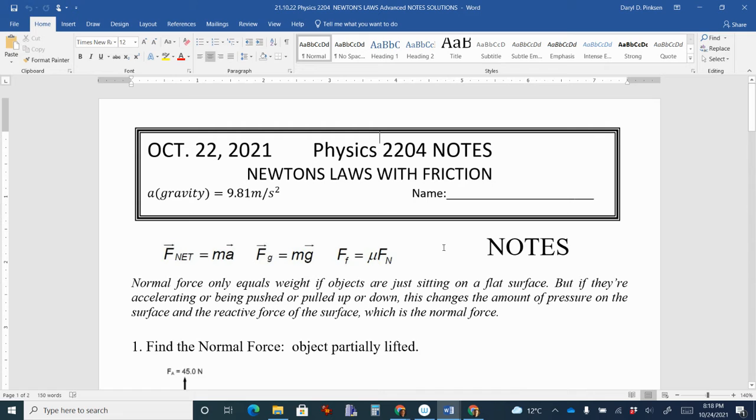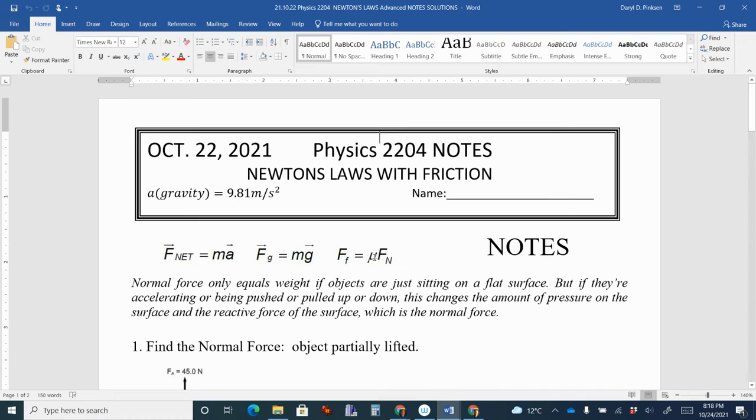So this is the sheet that I handed out on Friday. Notes about Newton's laws with friction. You can see here at the top, we have F net equals ma. If you know the net force, that's equal to the mass times the acceleration. This is the weight. The force of gravity is the weight. It's equal to m times g, the mass times 9.81 meters per second squared.